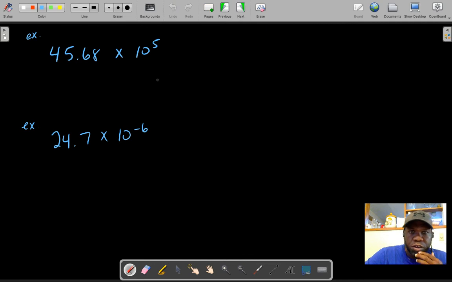Okay. All right. Oh, I forgot to mention this. Now this is also important as well. Now looking at this, we have 45.68 times 10 to the power of 5. Okay. Now normally, that's fine. What's wrong with that? This is standardized notation. I'm good. This is the answer.